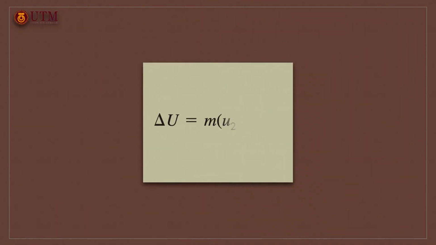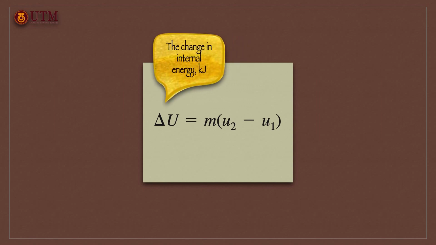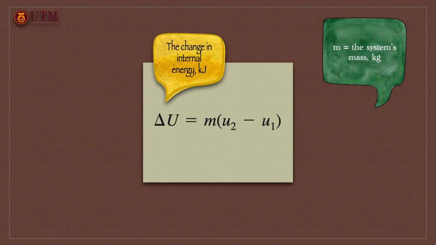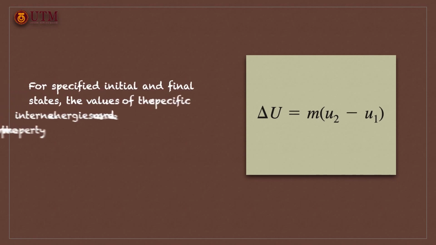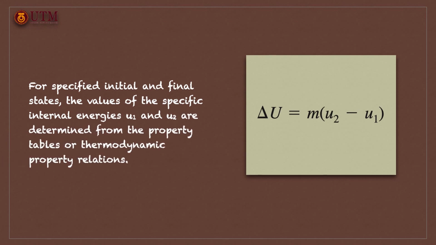Delta U denotes the change in internal energy. For specified initial and final states, the values of the specific internal energies can be determined directly from the property tables or thermodynamic property relations.